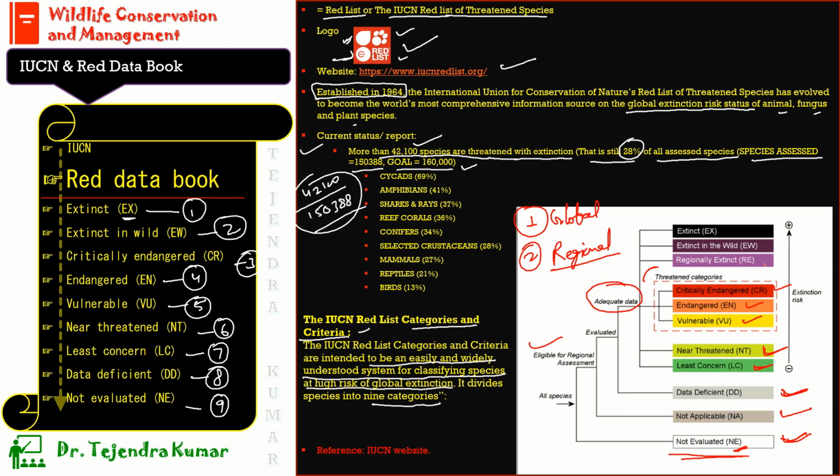Then we can see that regionally extinct means that in a specific region or area they are extinct, like they are not found in the Indian subcontinent or not found in the European subcontinent, but they are found in other areas. So globally they are not extinct, but regionally they are extinct in some specific region. That's why they come under the RE category, regionally extinct.